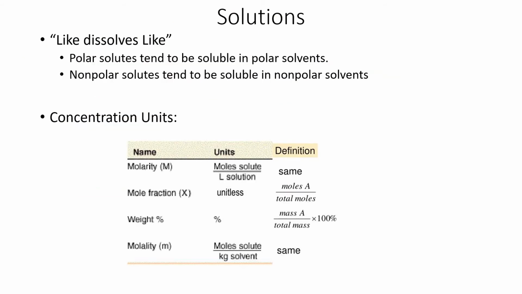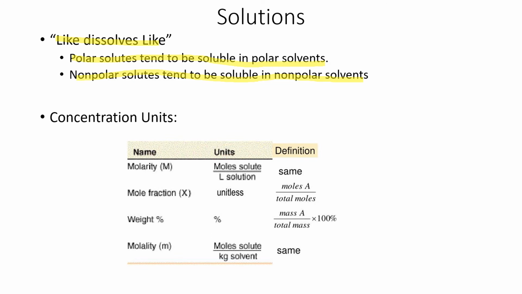When we think about solutions, we often use the idea of like dissolves like. And what that means is that similar polarities will dissolve in each other, and polarities that are not similar to each other will not dissolve in each other. Polar solutes will tend to be soluble in polar solvents. Nonpolar solutes will tend to be soluble in nonpolar solvents. Polar dissolves other polar, nonpolar dissolves other nonpolar, but polar and nonpolar are not going to mix.